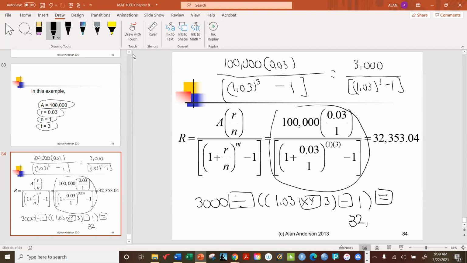And so you'll get 332,353.04. Well, that's a little messy, isn't it? Yes, but it works. The trick is that you've got 2 consecutive parentheses here.